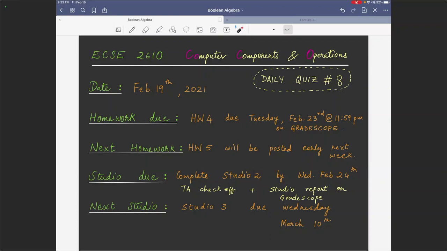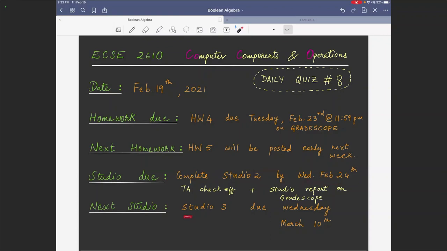As far as studios are concerned, Studio 1 was due last Wednesday, and Studio 2, which is your first group studio, first team studio, is due Feb 24th. So that's Wednesday of next week. For Studio 2, you need a group TA checkoff, and a studio report is also due on Gradescope. Many of you have turned it in. For those of you who haven't, please work on that before the Feb 24th deadline.